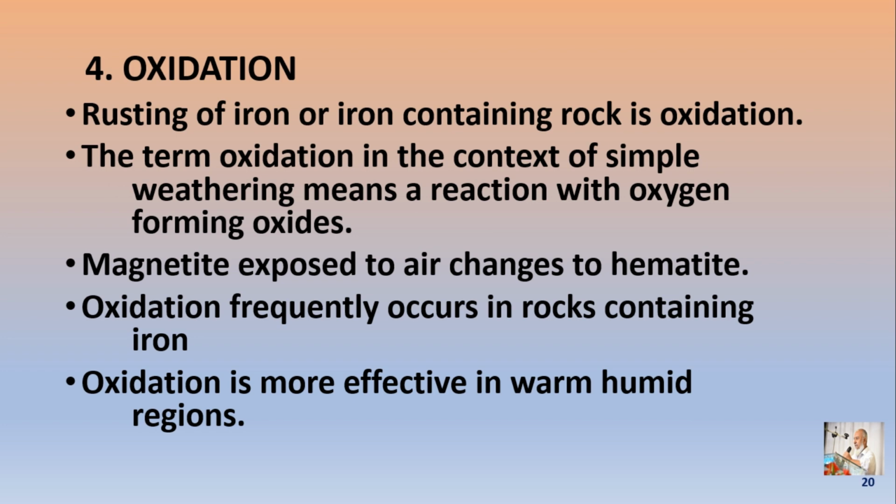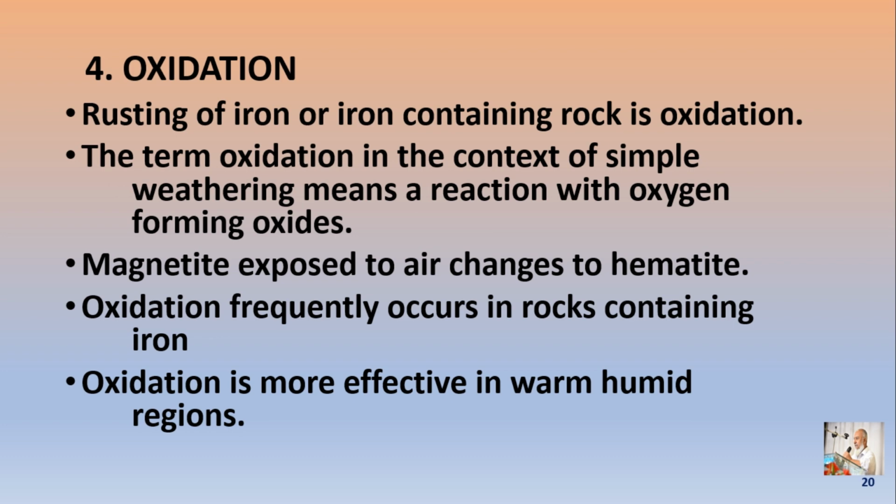Wherever iron is present, the rusting of iron is oxidation. The term oxidation in the context of simple weathering means a reaction with oxygen forming oxides. Magnetite exposed to air changes to hematite. Oxidation frequently occurs in rocks containing iron. So all those materials which have iron in them would be subjected to oxidation.